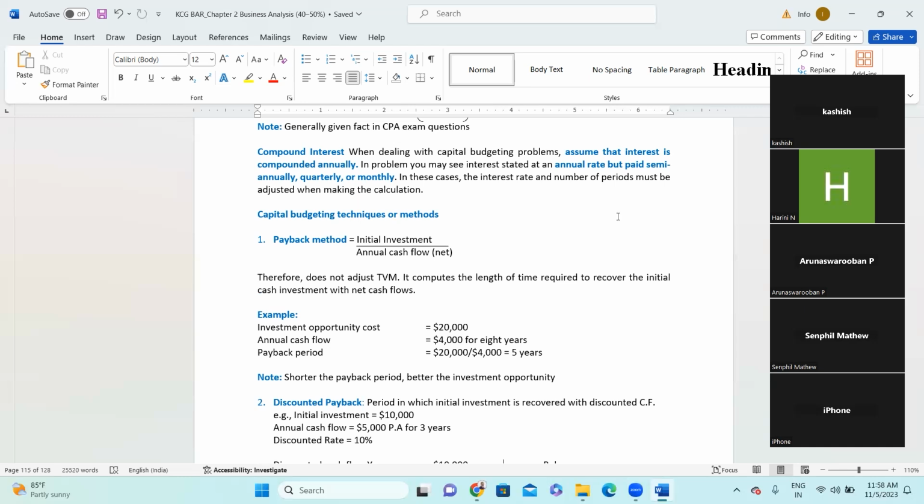For example, investment cost is $20,000 and annual cash flow you are expecting is 4,000 for 8 years. So what will be the payback period? Payback period is 20,000, which is the investment requirement, divided by the annual money which you are receiving, which is $4,000. So your payback period is 5 years. Make sense? So 4,000 is for 8 years, right?